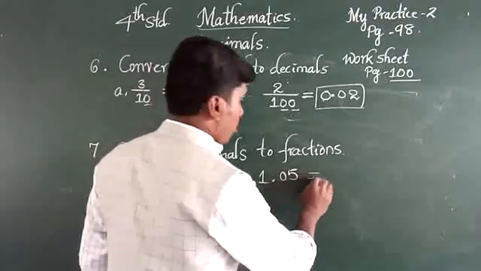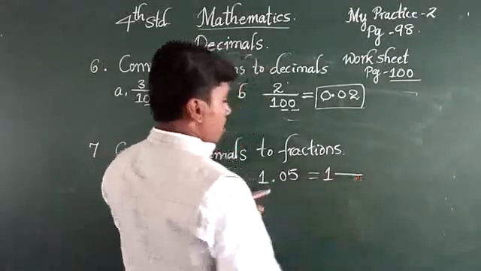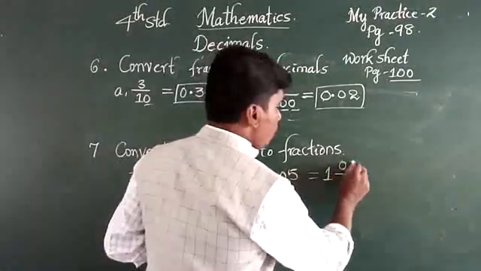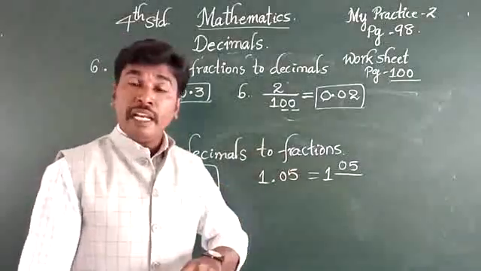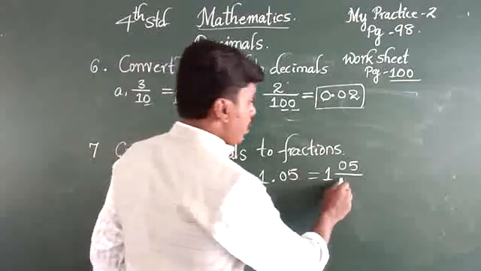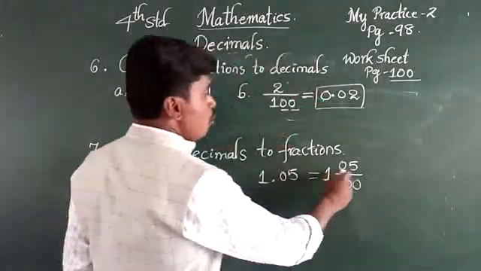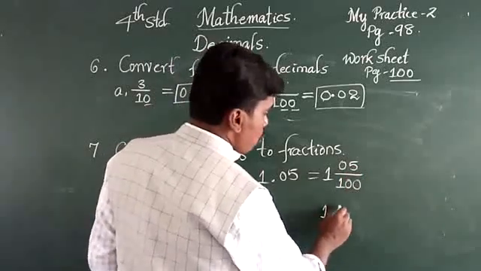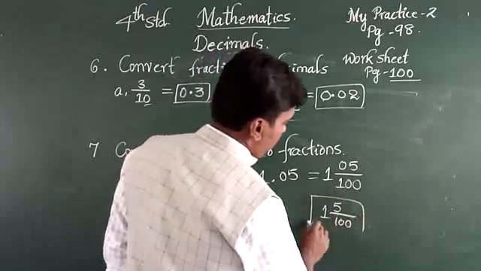In the next one, 1 is the whole number part, and in the numerator, what is there here? 0, 5. How many digits are there? 2. In the denominator, 1 is followed by 2 zeros, that means 100. 1 and 0.05 is 1 and 5 by 100. This is the fractional form.